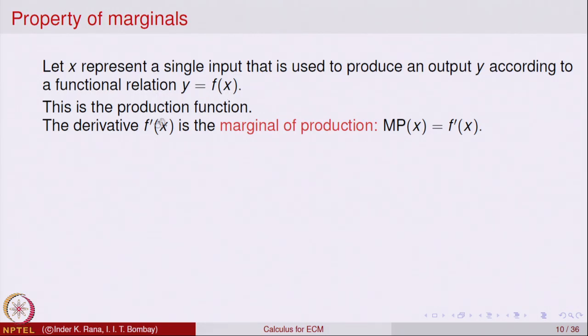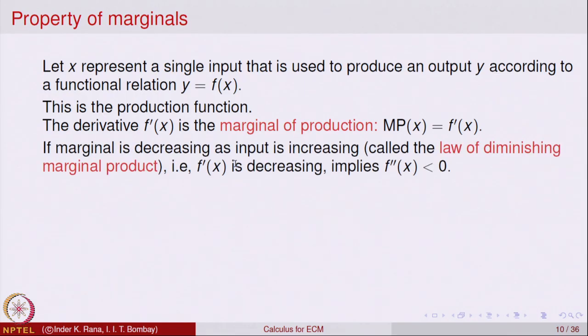Now look at the derivative of this. If this is called the production function, the marginal of the product will be the derivative of this function. So, marginal MP of x is equal to f dash of x, that is the derivative of the production function. Now, one would like to know if the marginal is increasing. We have assumed that the function f is differentiable everywhere, so the derivative is again a function. So, marginal is a function of the input x again.